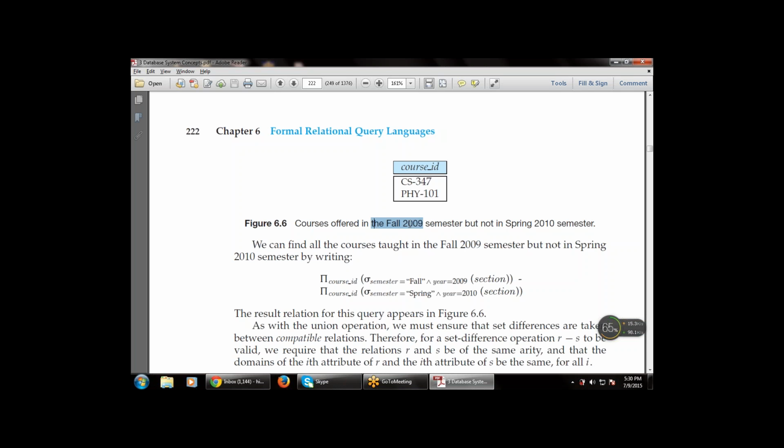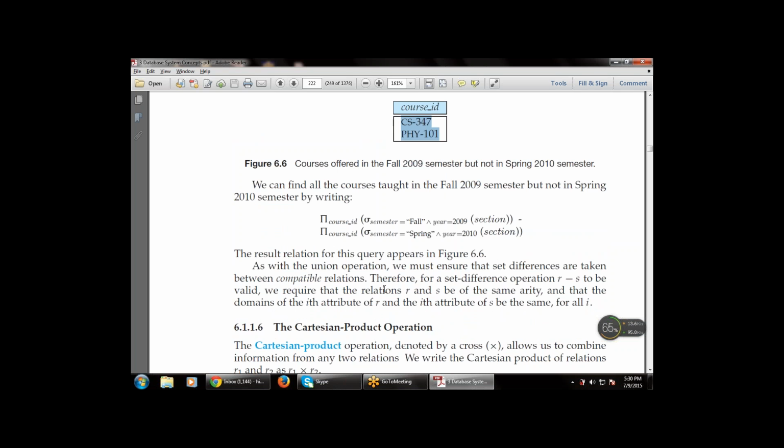So these are the courses offered in the fall 2009 semester but not in the spring 2010 semester. As with the union operation, we must ensure that the set differences are taken between compatible relations. So set difference is also taken between compatible relations.